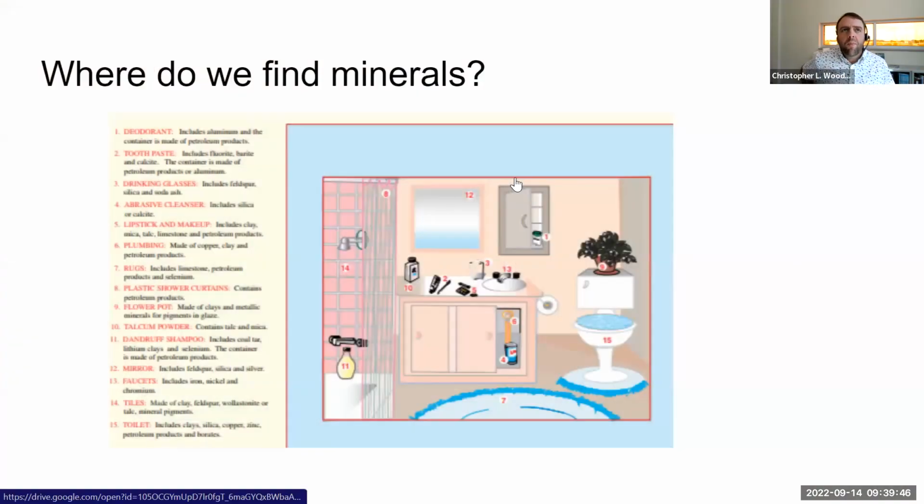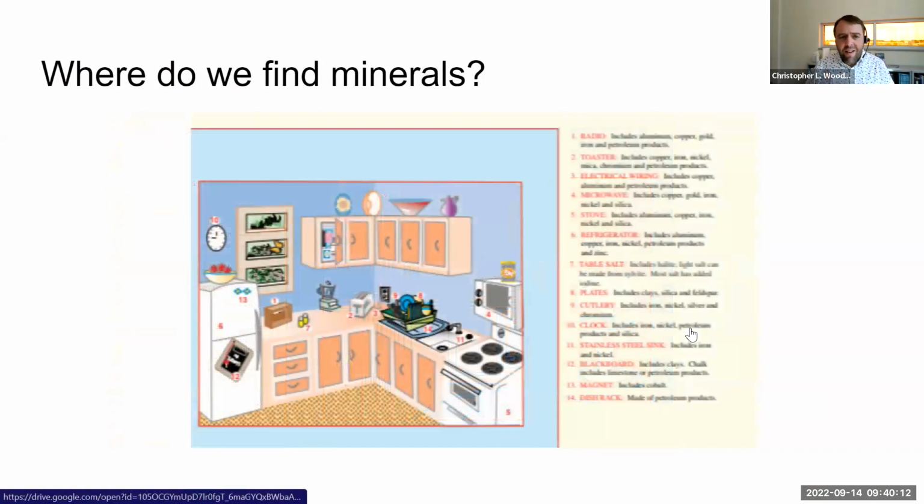So where do we find minerals? Well, the easy answer is everywhere. Minerals are everywhere, whether you realize it or not, from deodorants, toothpaste, glass, cleaners, lipstick, makeup, your plumbing, even in rugs and your flower pots, all kinds of things found in the bathroom. In the kitchen, there's metals, which are derived from minerals. All those appliances, all those electronics, they all contain minerals. And of course, your table salt, which a lot of you probably already knew, that's a naturally occurring mineral. It's sodium chloride. That is a mineral.